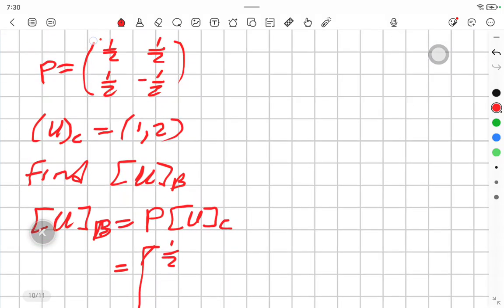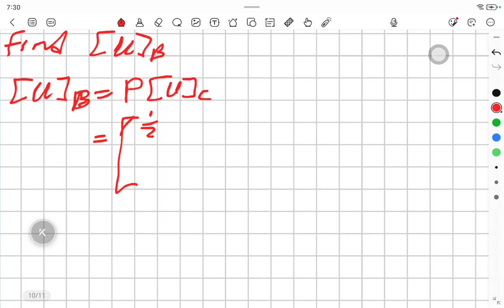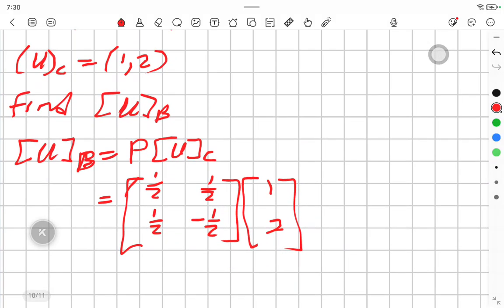Let me use square brackets. Let's normalize using square brackets. So here I have 1 over 2, 1 over 2, 1 over 2, minus 1 over 2. Then we're going to multiply by this one, which is 1, 2. We're just going to change it to a vector matrix. So we're going to take this coordinate vector and make it a coordinate matrix, right?